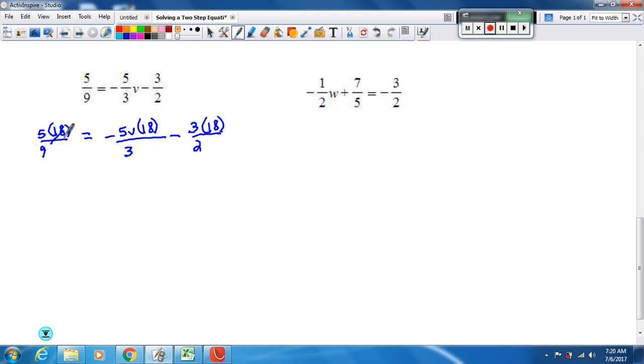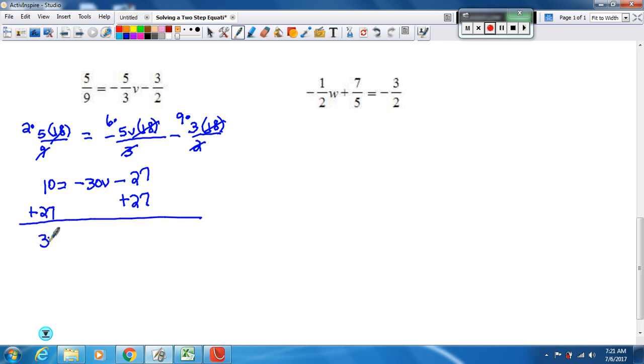Okay, 18 divided by 9 is 2, and 2 times 5 is 10, equals 18 divided by 3 is 6. Oops, sorry, I wrote 3 down. Is 6. 6 times negative 5v is negative 30v, minus 18 divided by 2 is 9, and 9 times 3 is 27. Okay, I have to add 27 to both sides. So I get 37 equals negative 30v.